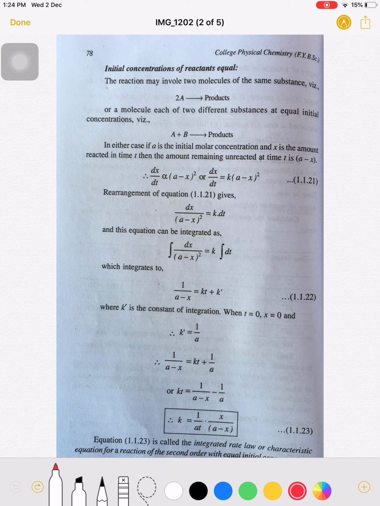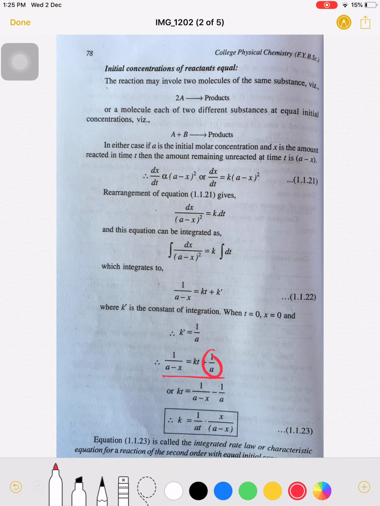So 1 upon a minus 0, x is 0, kt value is 0, plus k dash. So 1 upon a minus 0 is nothing but 1 upon a, which is equal to k dash. So k dash is nothing but 1 upon a. By putting the value of this k dash in the above equation, we get 1 upon (a minus x) equals kt plus 1 upon a. Now we rearrange this equation.